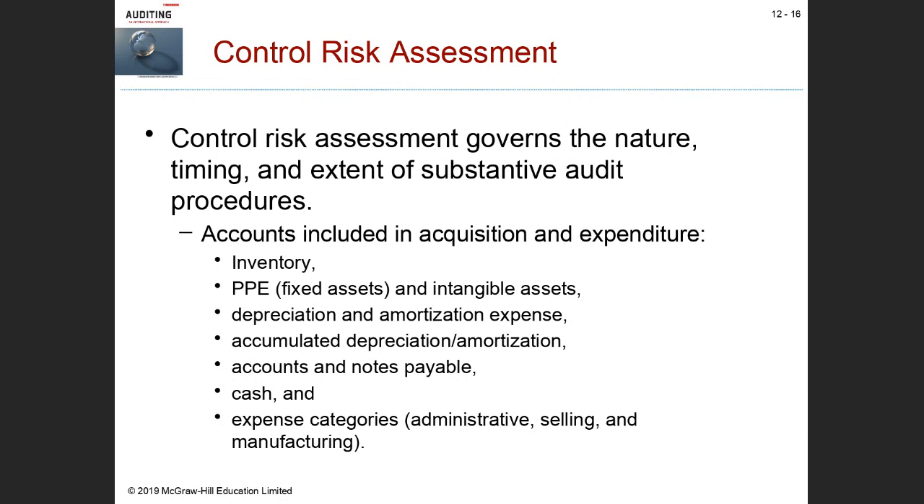So which accounts are involved in this cycle? You see a listing here, okay? These items are listed on page 521 in the text. Inventory, of course, we've already talked about inventory being purchased. Fixed assets, so land, building, equipment of various types. Intangible assets such as goodwill, patents, copyrights, licenses, right?